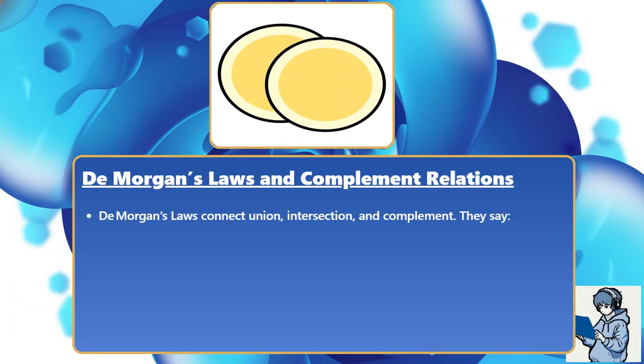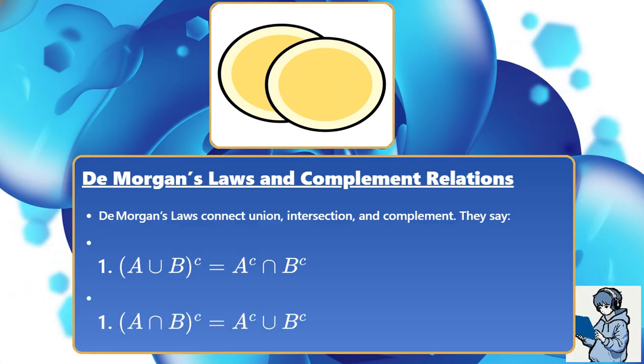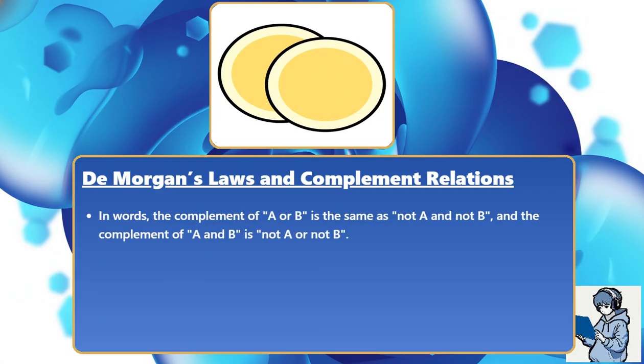De Morgan's laws connect union, intersection, and complement. They say: (A ∪ B)^C = A^C ∩ B^C. (A ∩ B)^C = A^C ∪ B^C. In words, the complement of A or B is the same as not A and not B, and the complement of A and B is not A or not B.